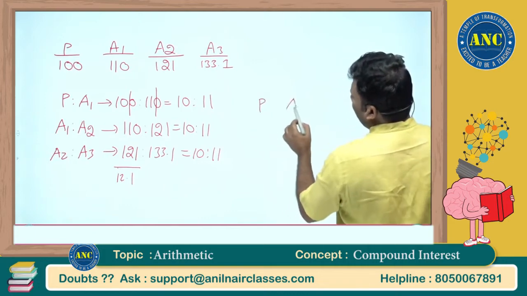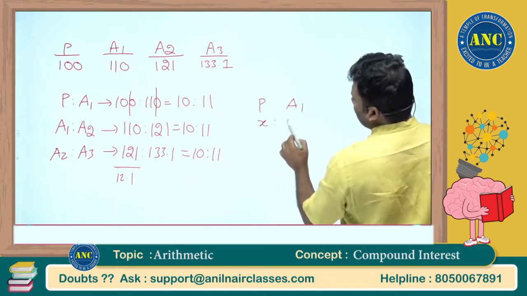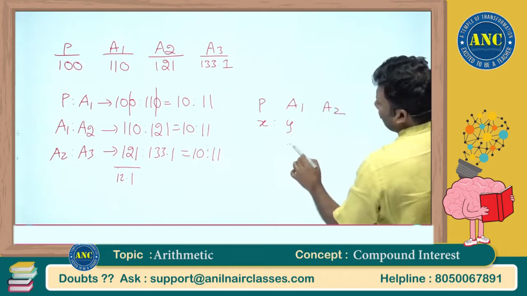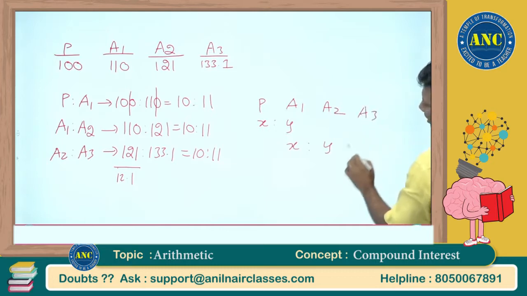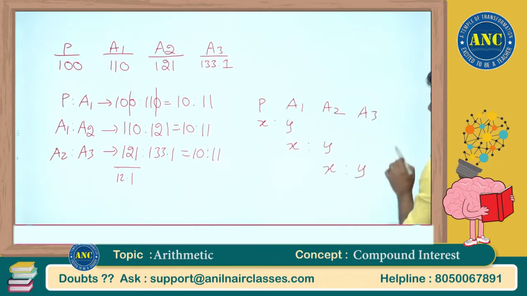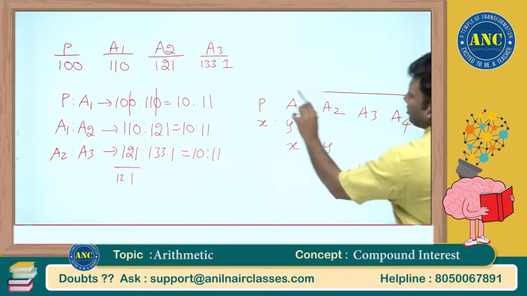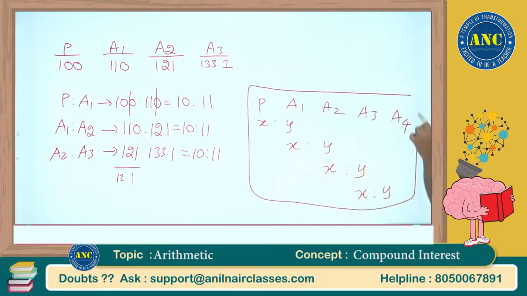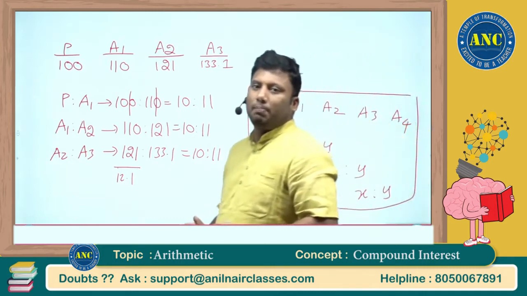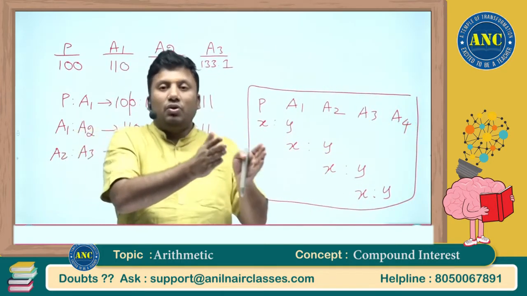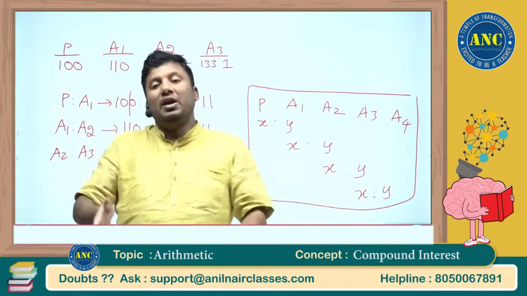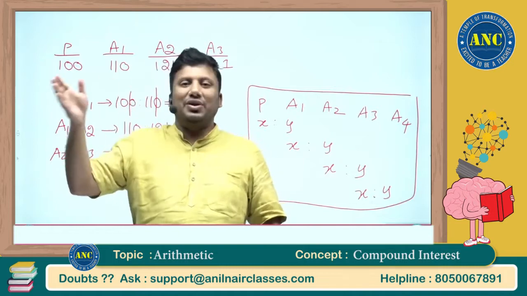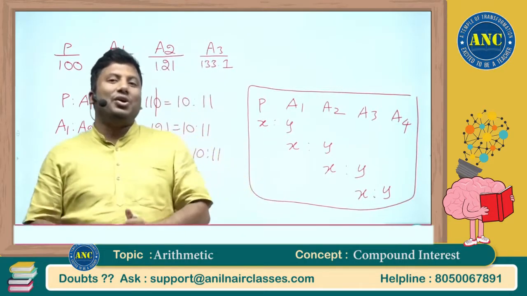If P and A1 are in the ratio X is to Y, A1 and A2 are also in the ratio X is to Y. A2 and A3 are also in the ratio X is to Y. A3 and A4 are also in the ratio X is to Y. Please write down this important point. Amount after 2 years, amount after 5 years, if it is in the ratio 2 is to 3, then A5 to A8 is also in the ratio 2 is to 3.